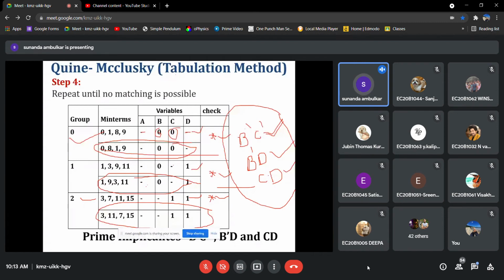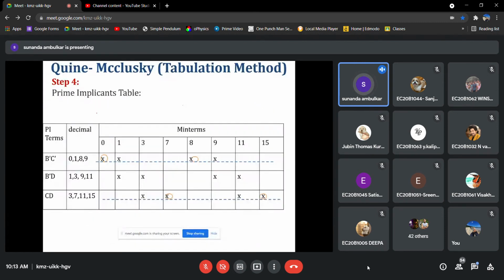The first column indicates the prime implicant term. The second relates to the combination of min terms which make this prime implicant. In the third, we take the individual min terms for which the Boolean expression is true. So here: 0, 1, 3, 7, 8, 9, 11, 15. These are the min terms which make this Boolean expression true.